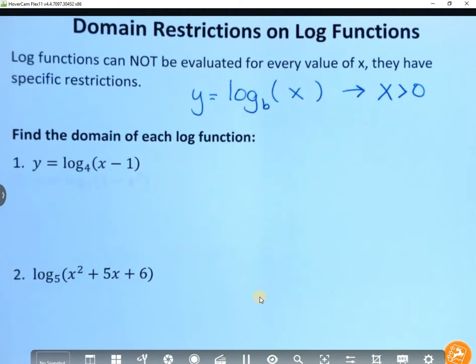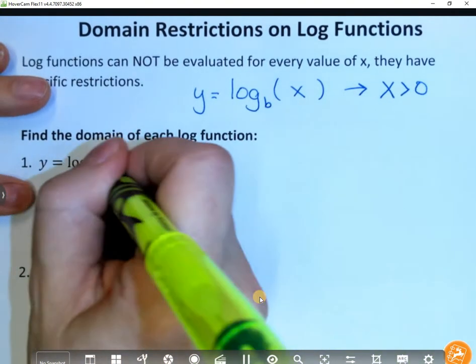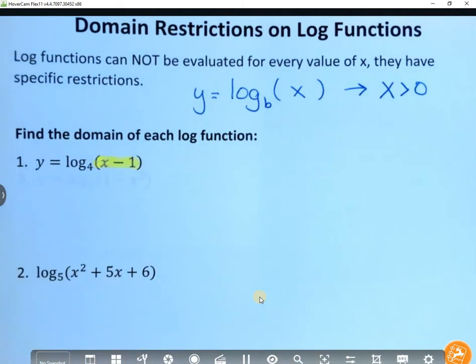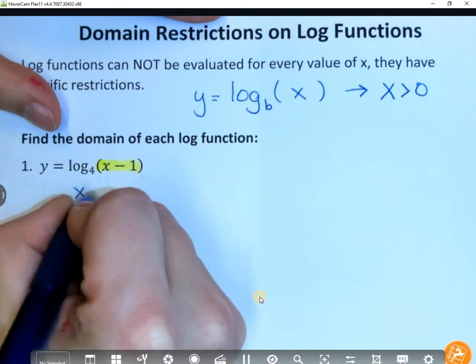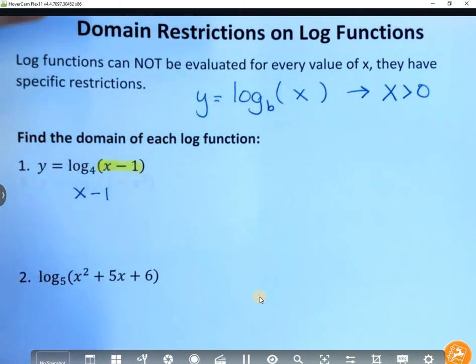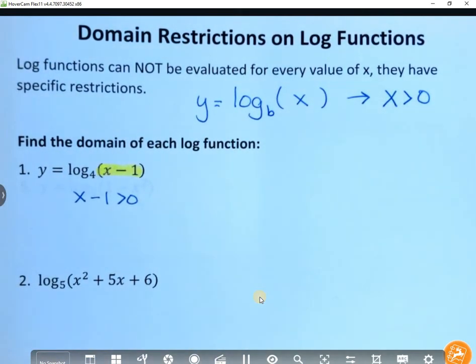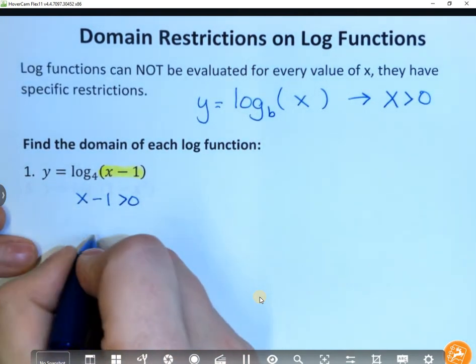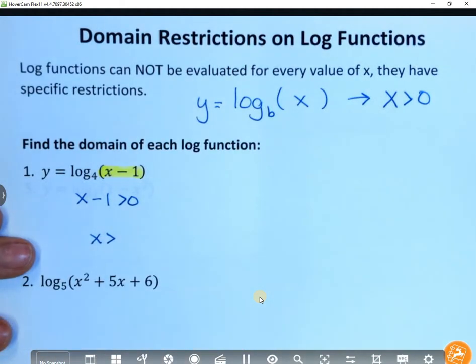The whole idea behind this lesson is based on a very simple concept. If I'm looking for domain, all I care about is what I'm taking the log of, whatever that is. And the fact that you have to know is that whatever that is, it has to be what? Greater than 0. So that just means I have to solve an inequality. And that is the hardest part of what we're going to do today, because sometimes it does get a little tricky. So that is going to tell me this is a basic simple solve. X has got to be greater than 1.